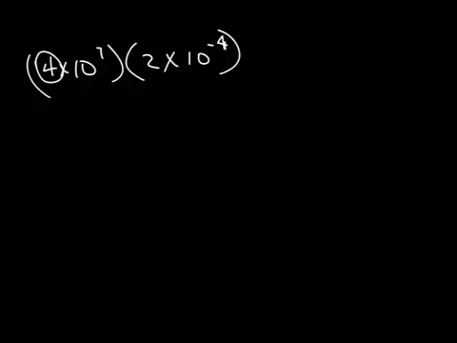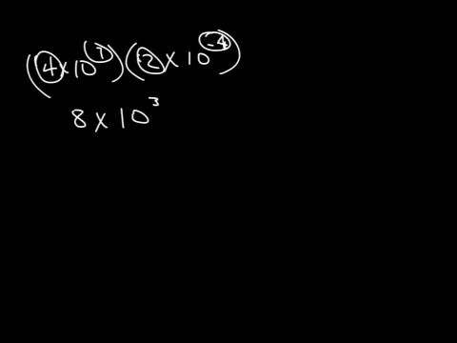What we do, again, is multiply the numbers, make a times, make a 10. That will always be the case. And then, because we're multiplying, we end up adding our exponents. So 7 plus negative 4 is a 3, and we're done.